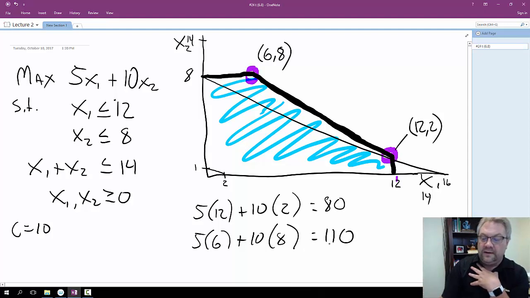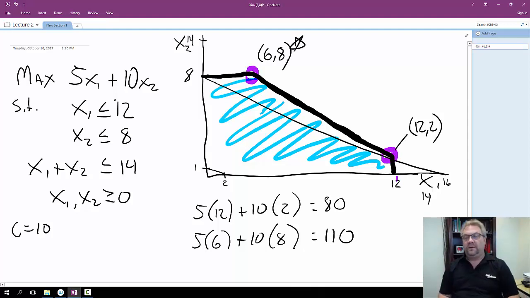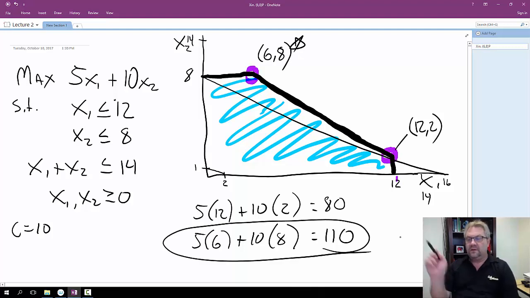So here we go. There you go. That is the point at which this objective function is maximized. So what this is telling us is that this firm should produce 6 units of good 1 and 8 units of good 2, and by doing so, it will maximize its profit of $110. Okay, and you know, that's how we go about it.